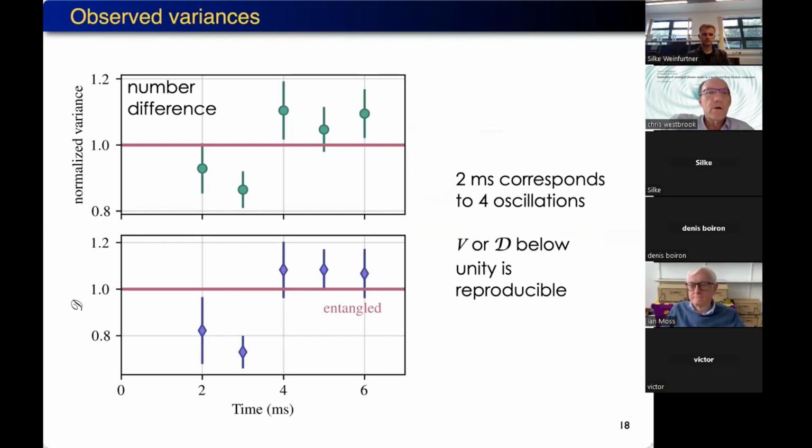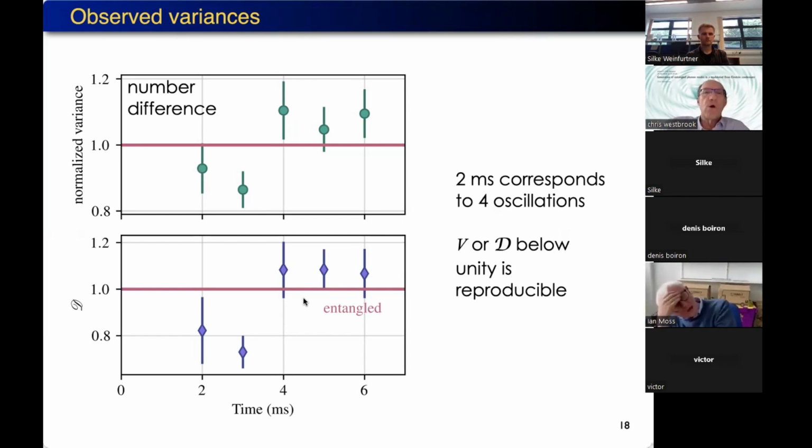On the top graph, I've shown you the normalized number difference variance. I've done it as a function of time rather than number of oscillations, but these 2 milliseconds correspond to 4 oscillations at 2 kilohertz. And you see that at short times, we do indeed find a sub-Poissonian number difference, and this entanglement witness does indeed go below unity.